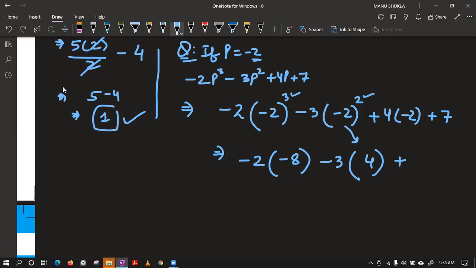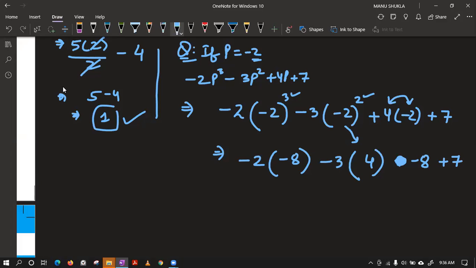Then 4 into minus 2. As there is no power, we can directly solve this. Class, please tell me what will we get? 4 into minus 2. Kritika, I will take your part because answers are coming right now. Okay, 4 into minus 2 will give you minus 8. So you can remove this plus sign. It will become minus 8. Then you have plus 7.